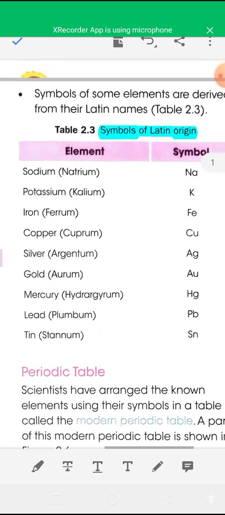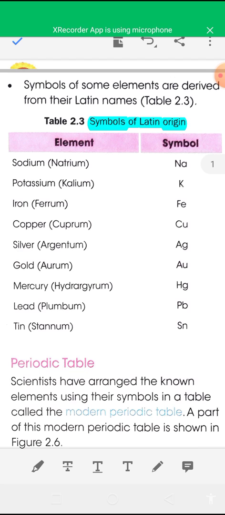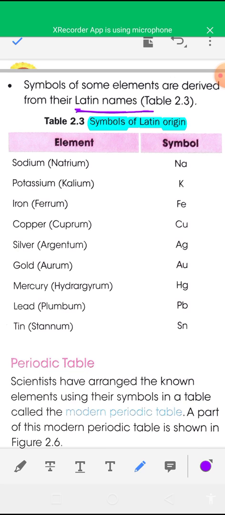Now see, the symbols of some elements are derived from their Latin names. Symbols of some elements like sodium and potassium are derived from their Latin names. For example, the Latin name of sodium is natrium, so from natrium it is Na. The Latin name of potassium is kalium, so from kalium the symbol of potassium is K.